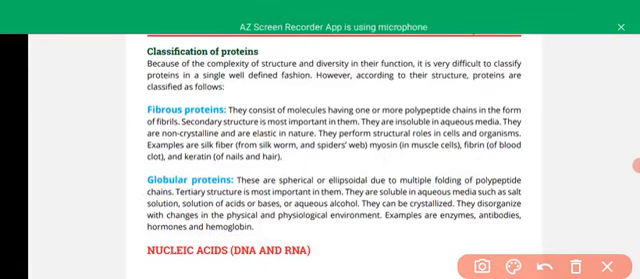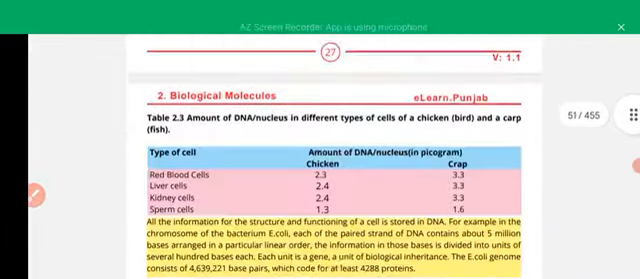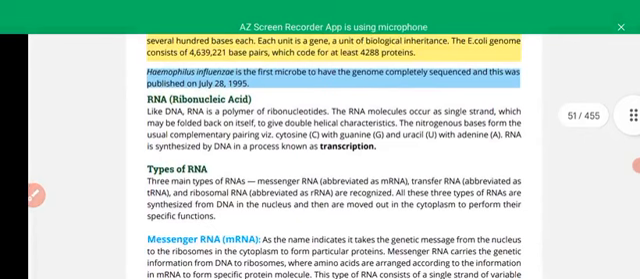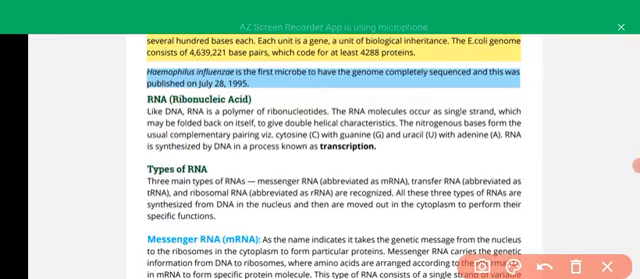Here we will discuss nucleic acids. The nucleic acid included in our syllabus is only RNA, ribonucleic acid, and we will study only ribonucleic acids. We have to study the basic structure. The nitrogenous bases found in RNA are cytosine, guanine, uracil, and adenine, and RNA is formed from DNA by a special process called transcription. In the central dogma, DNA is converted into RNA, and by translation, RNA is converted into proteins.